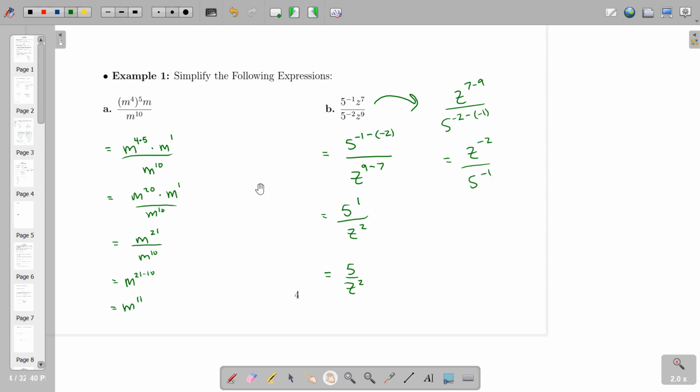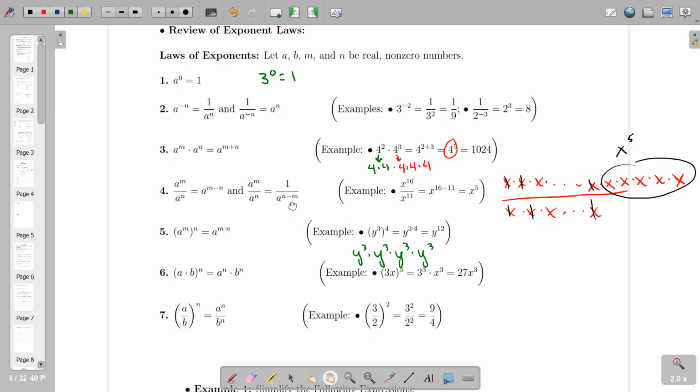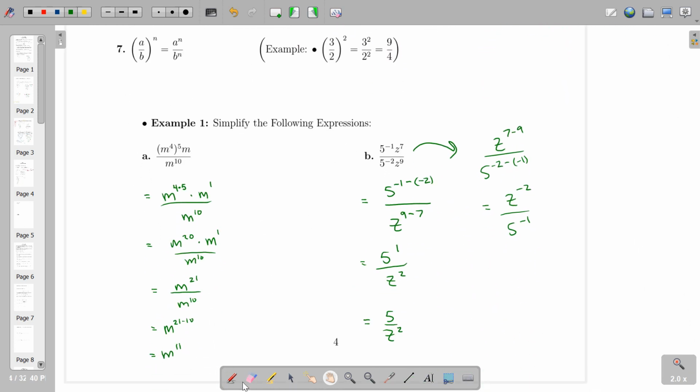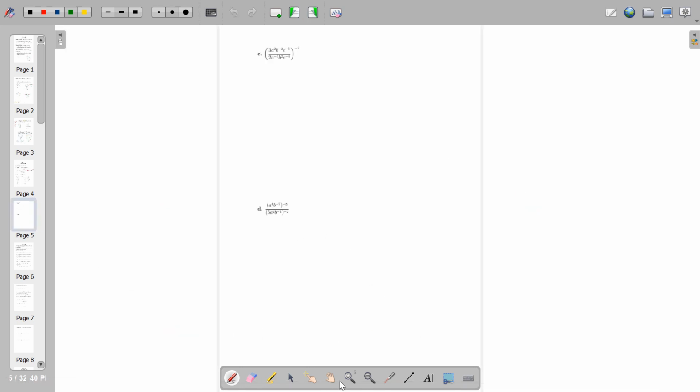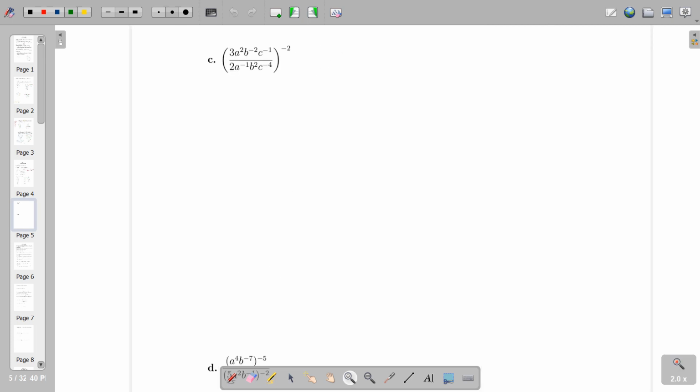But then remember that the second property just says you can switch the level by changing the sign of the exponent. So then I would just say, oh, okay, well then let's send this down and send this up. And we would end up with, of course, the same answer. So 5 to the positive 1 over z to the positive 2. All right, now let's just do two more larger ones here. If you can do these, you can do any of them.